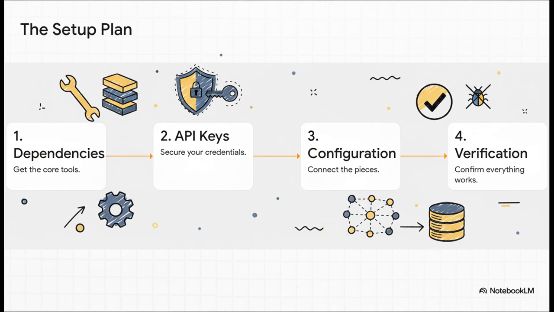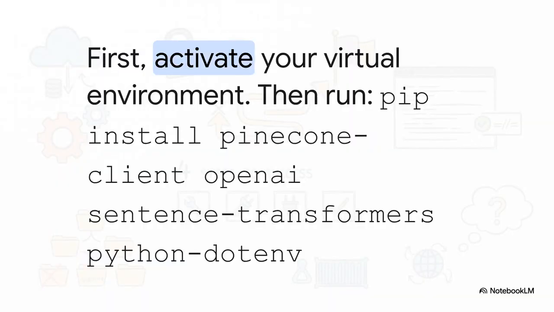Okay, here's the game plan, high level. First up, we install our dependencies, get all the essential tools we need. Second, we'll grab our API keys, and this is key, make sure we're handling them securely. Third, we'll configure our environment so all these pieces can talk to each other. And finally, my favorite part, we'll verify the whole setup to make sure everything works like a charm. All right, let's dig into step 1.